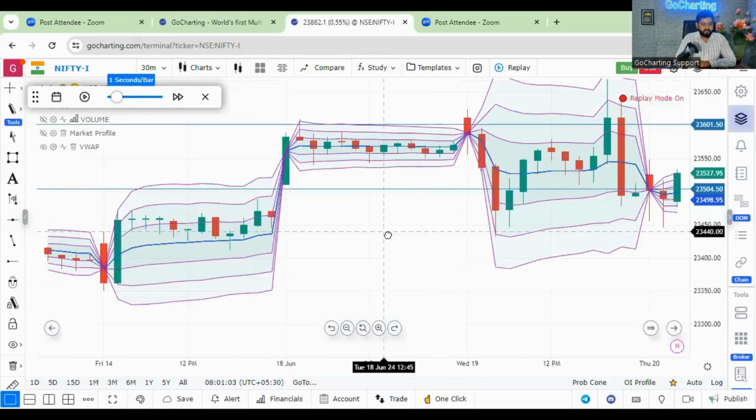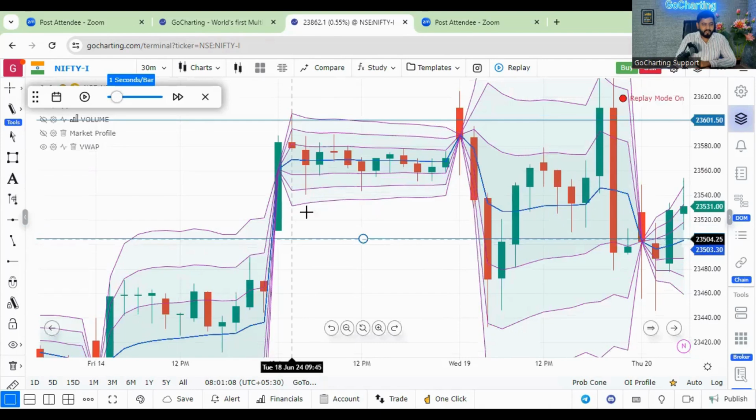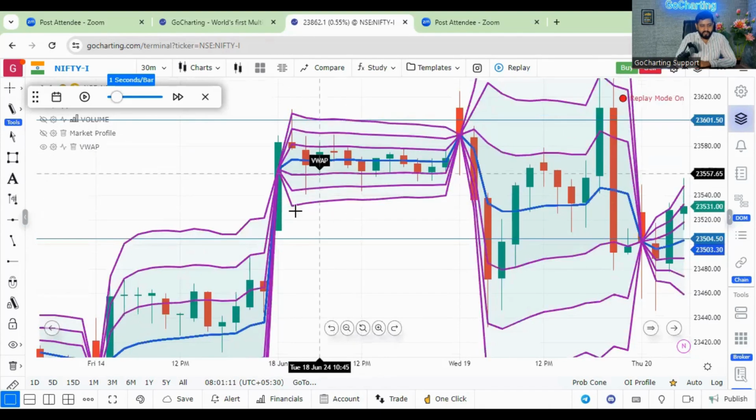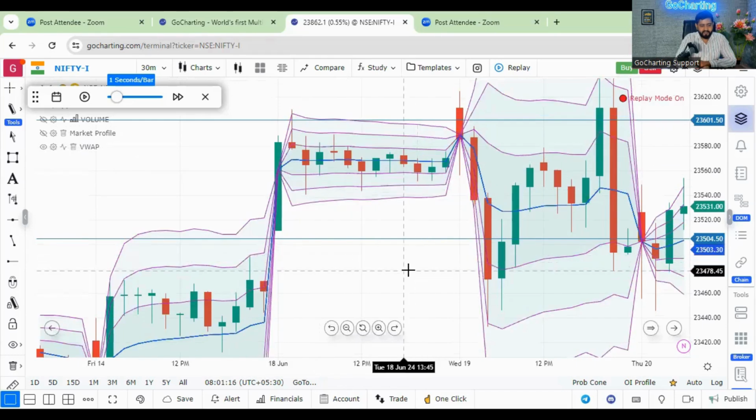So let's start from here. You can see this is a flat VWAP, quite flat VWAP. And now you see the value. This is the developing value. And what is the market doing? The market is going up and down, even inside this value area.